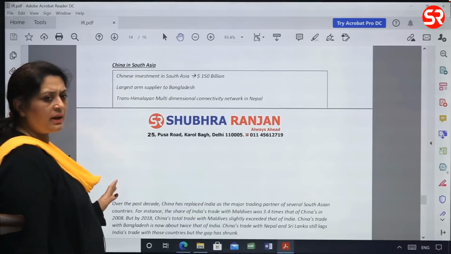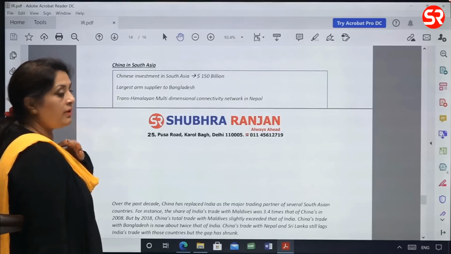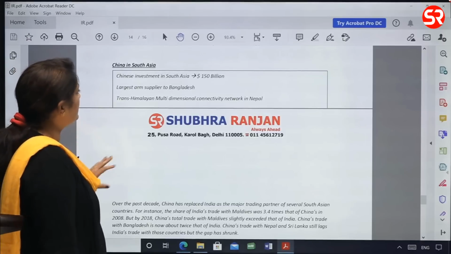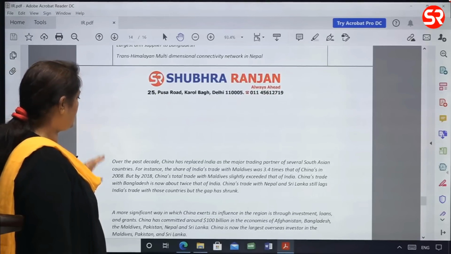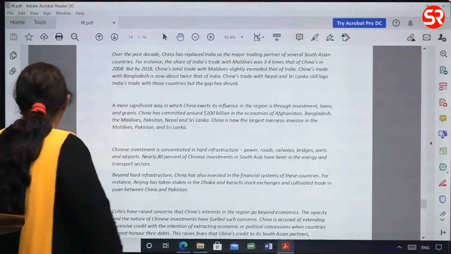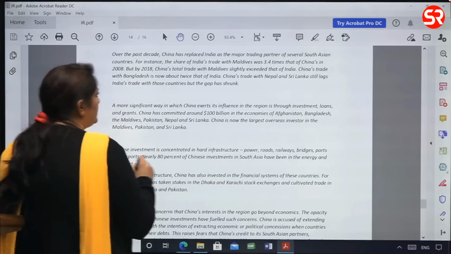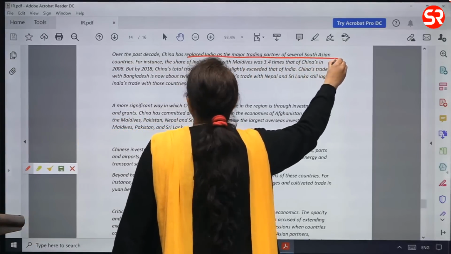Now this is just some data about China in South Asia. Chinese investment is around 150 billion, it is the largest arms supplier to Bangladesh, then there are connectivity projects, and China has already replaced India as a major trading partner.